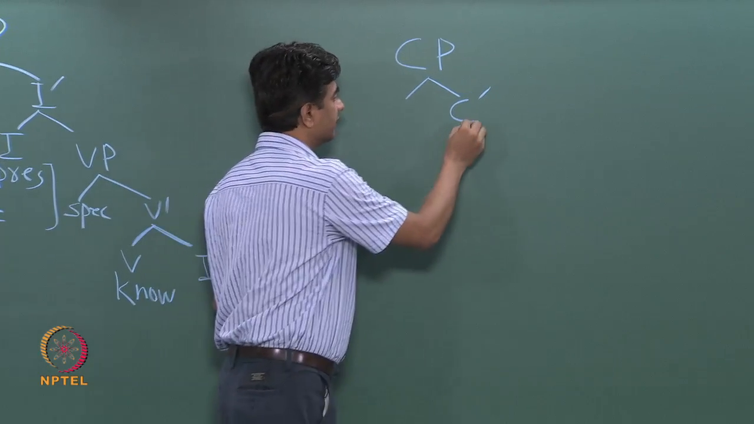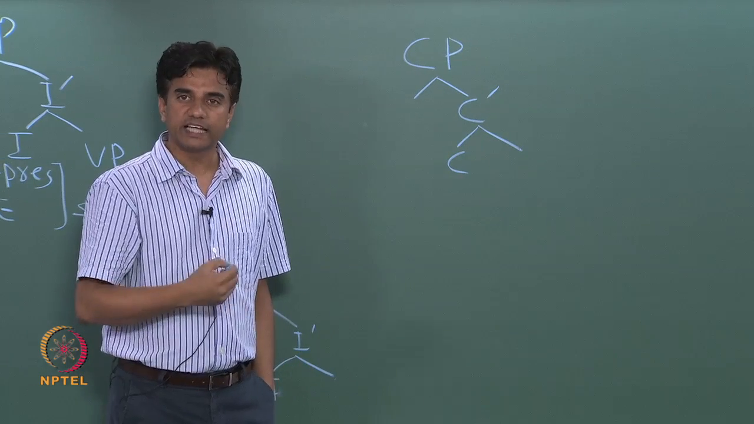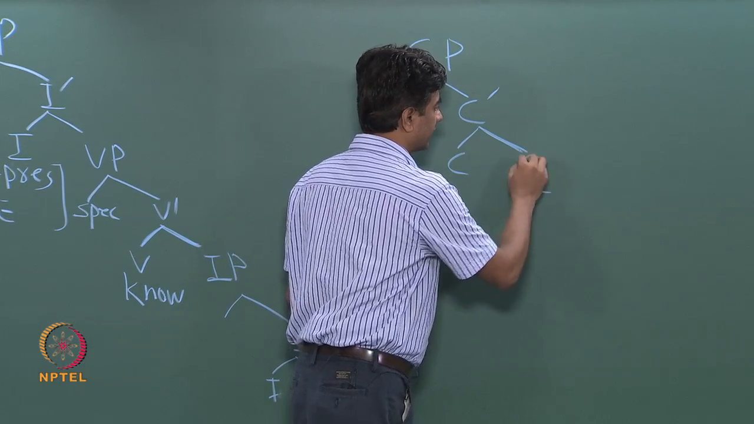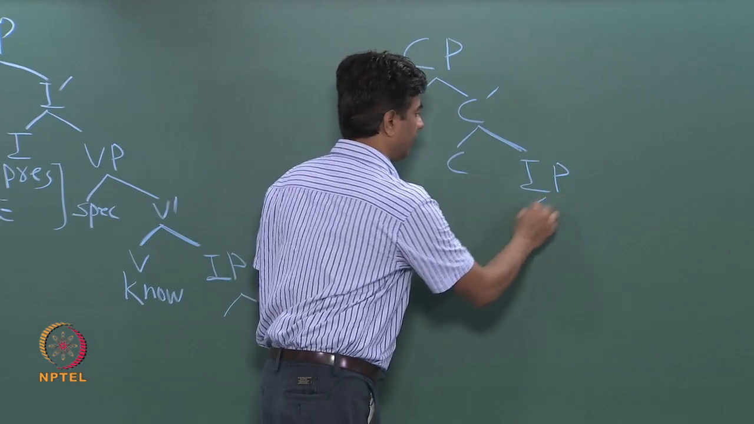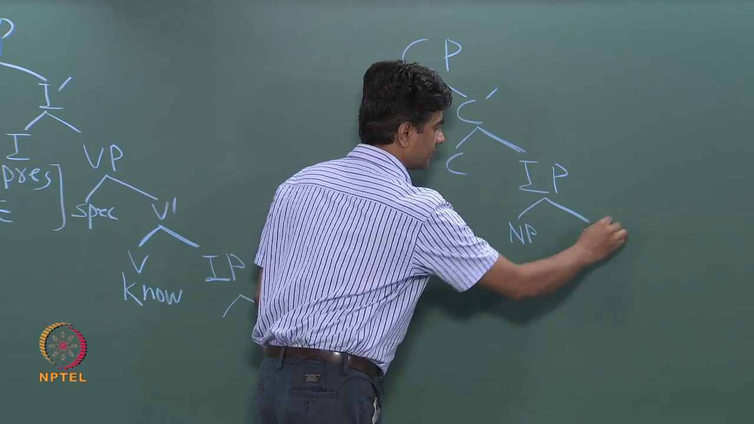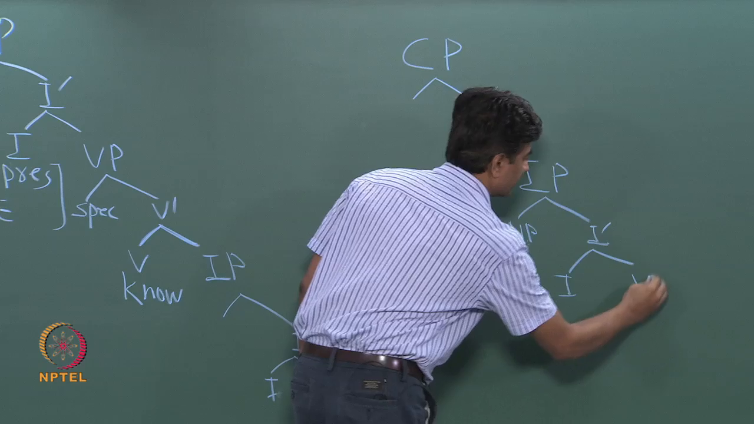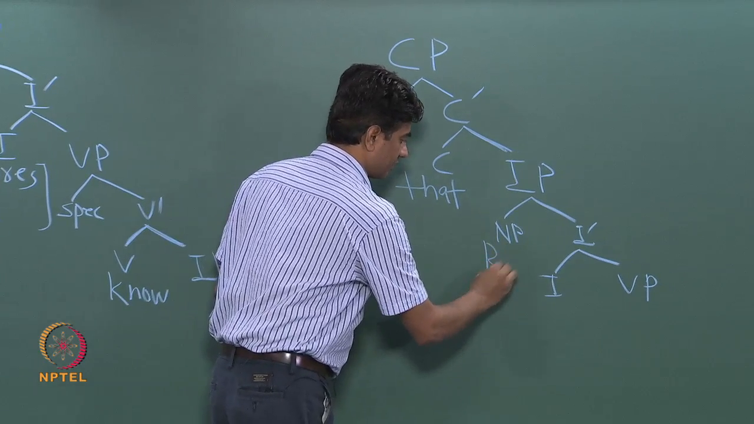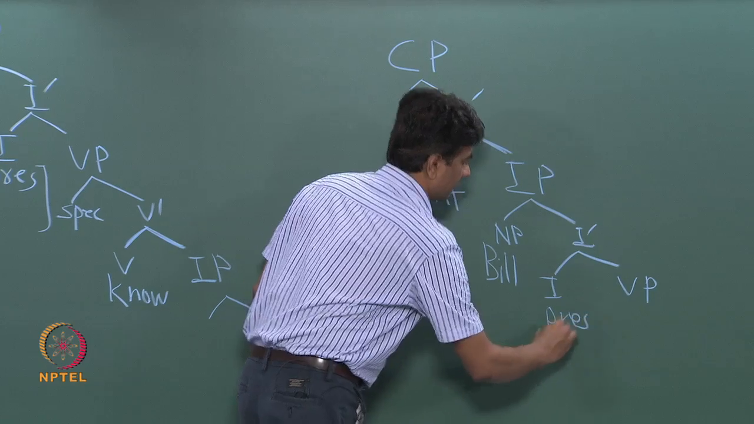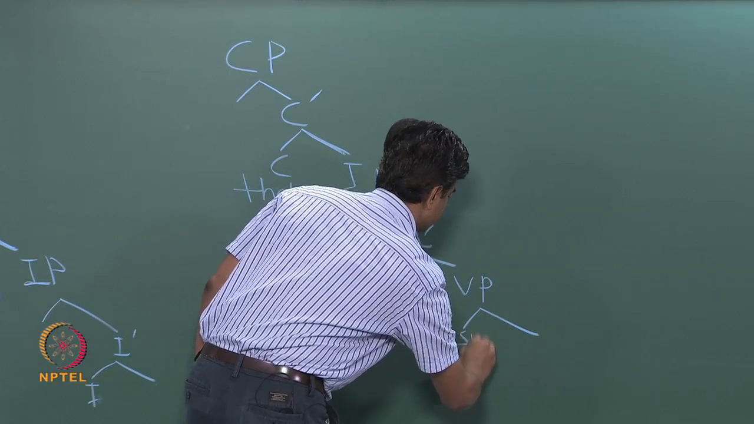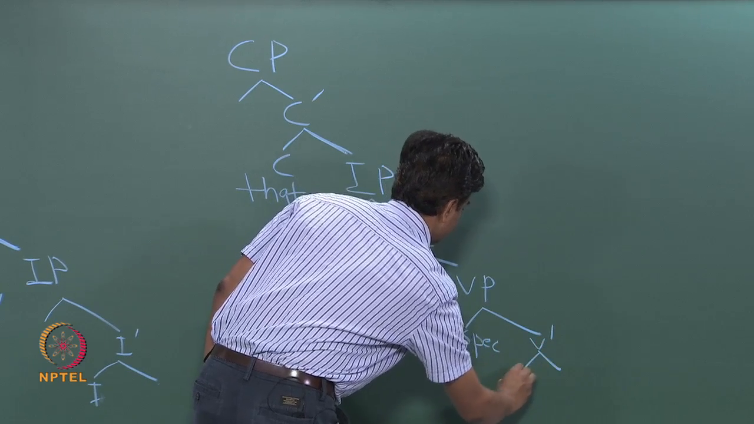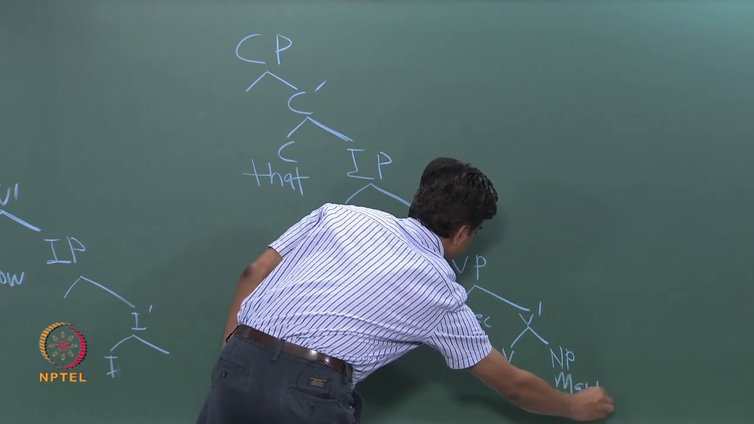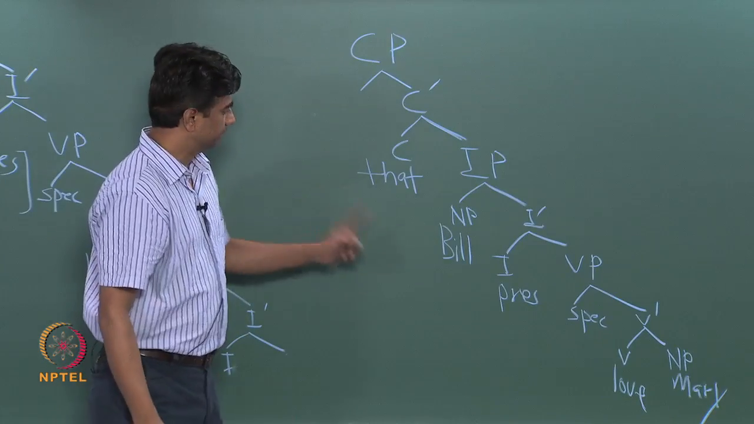You understand the structure of the phrase? So the head of this CP is going to be C, which stands for complementizer, and then you get an IP. IP has its own subject. So the way it works is, this is where we have "that", Bill, present, then we say Bill loves Mary.